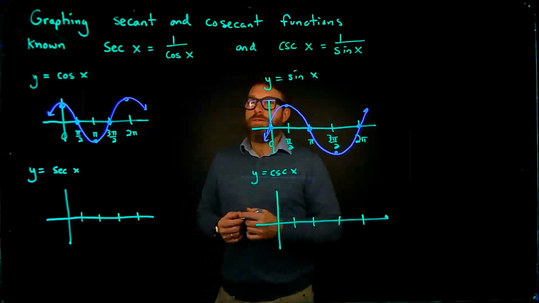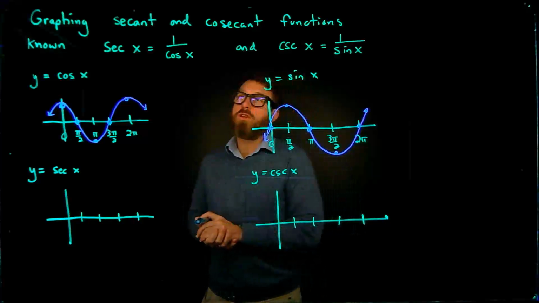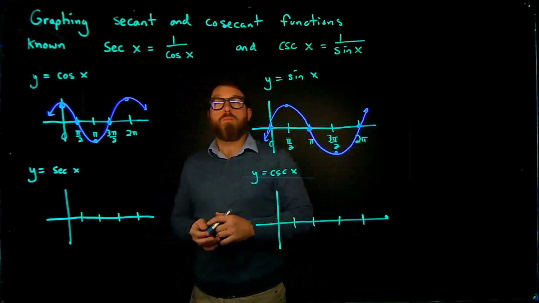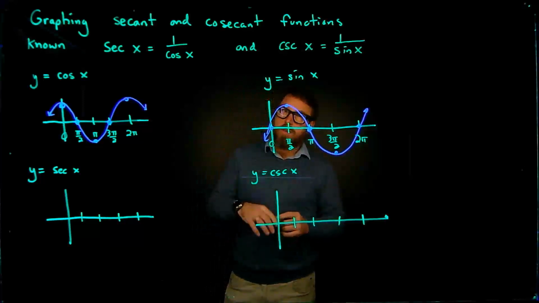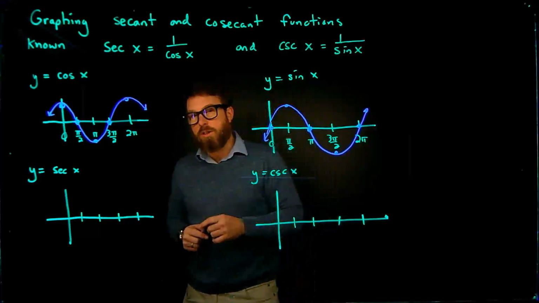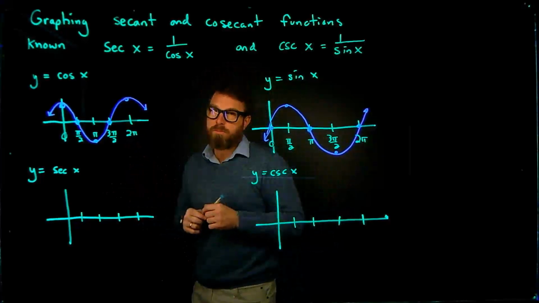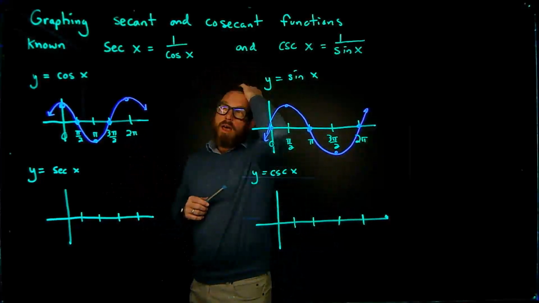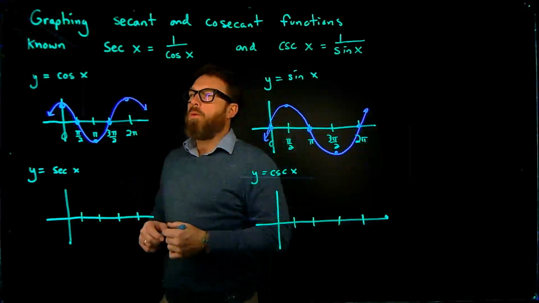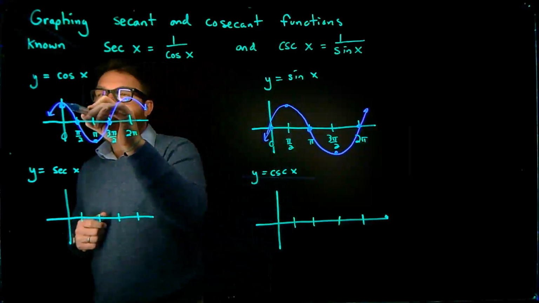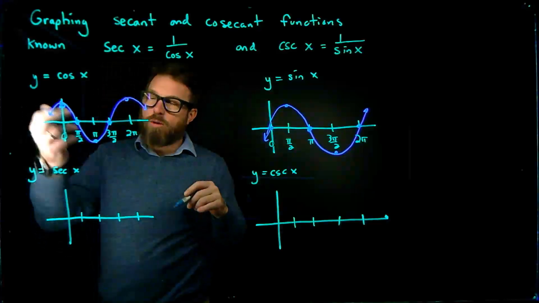And we're going to use the fact that they're reciprocal functions of the cosine and sine respectively. So when I graph the cosine function and also the sine function, we're going to use these graphs to graph these ones right here. What I know is that the cosine has nice important key points. It goes to (0, 1).